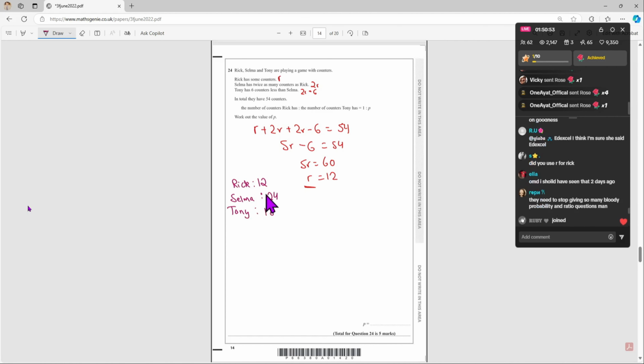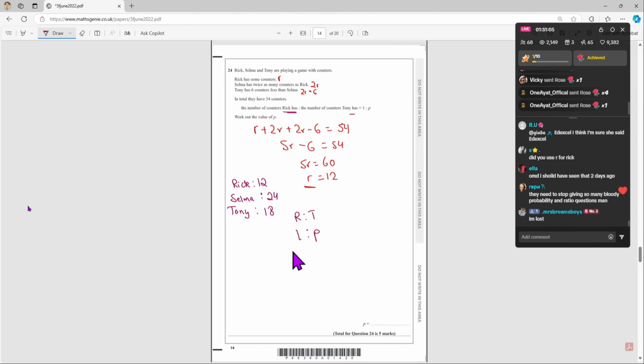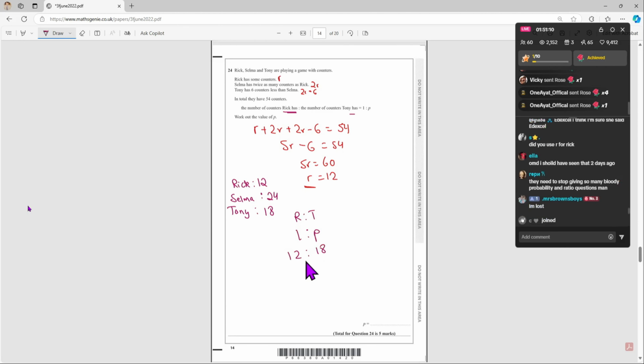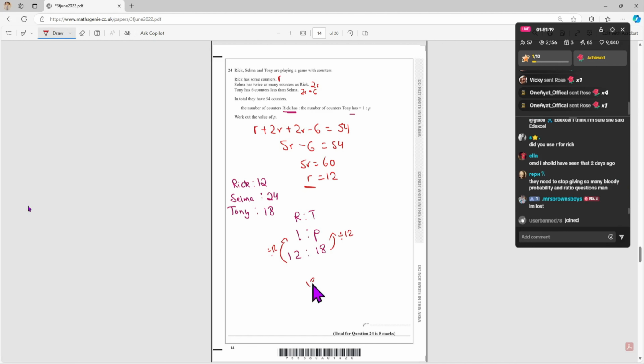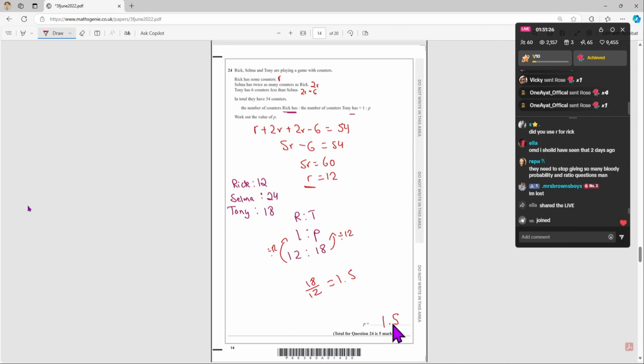So now once you've done that, the ratio of the number of counters Rick has to the number of counters Tony has is 1 to P. So the ratio is 1 to P for Rick to Tony. Rick has 12 counters, right? And Tony has 18. It's 12 to 18. So we need to divide by 12 to get to 1. Let's divide this by 12 as well. So you just do 18 divided by 12. Put it into your calculator. You'll get 1.5 as your answer. And that will be your answer for P, okay?